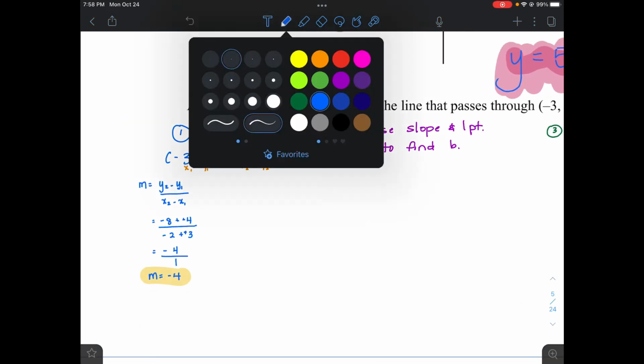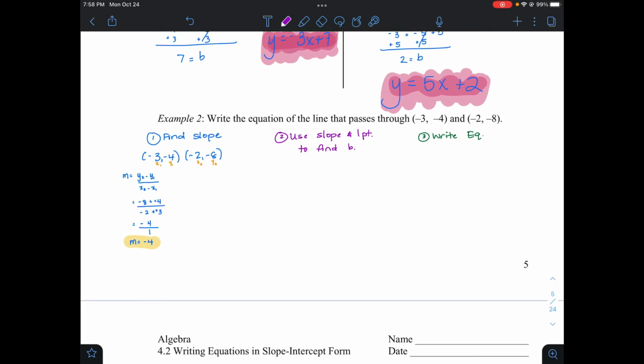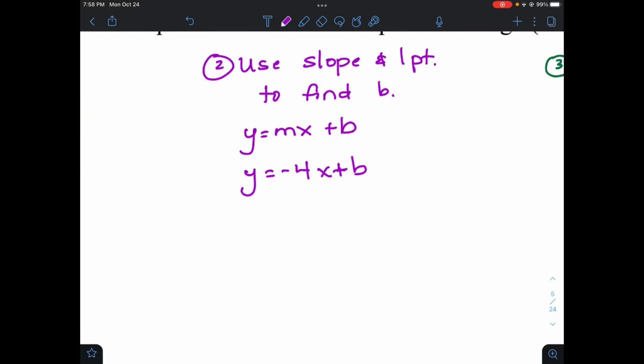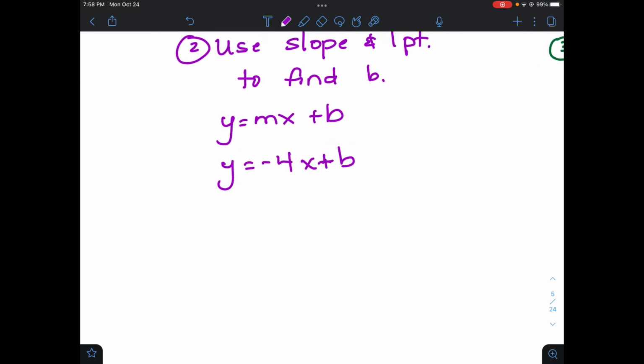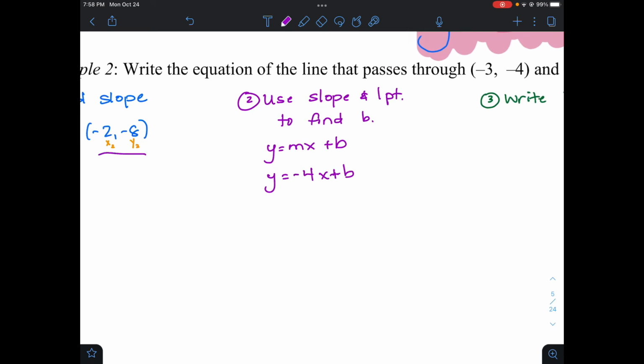So step 2, we said we were going to use our slope and one of our points to find b. So we have y equals mx plus b. So y is equal to -4x plus b. Now I'm going to tell you it does not matter which point you use. You just pick your favorite one. Typically I pick one that has all positive numbers, or if it has a 0 with it, or something that makes my life a little bit easier.